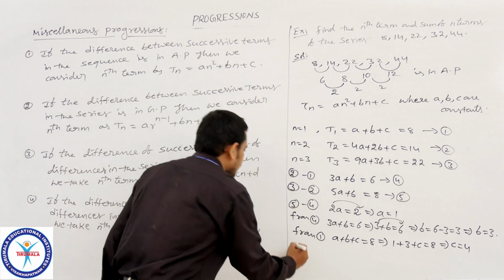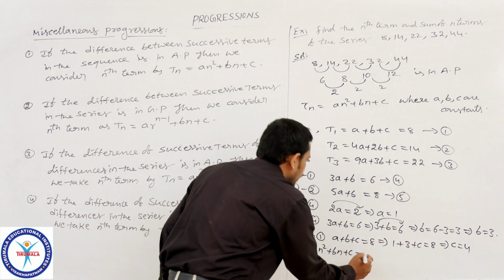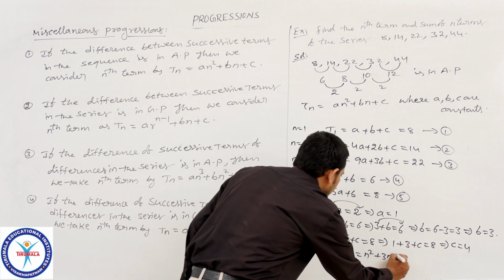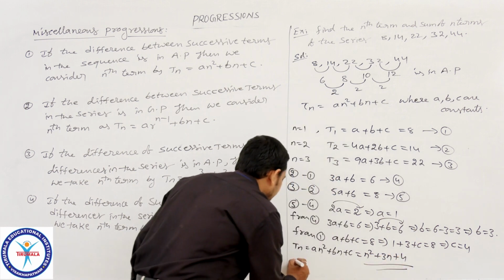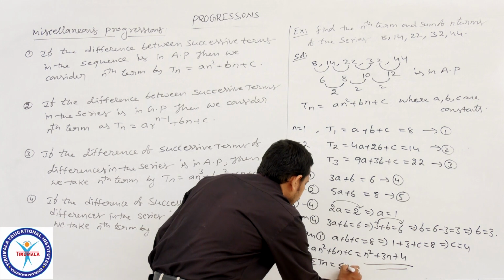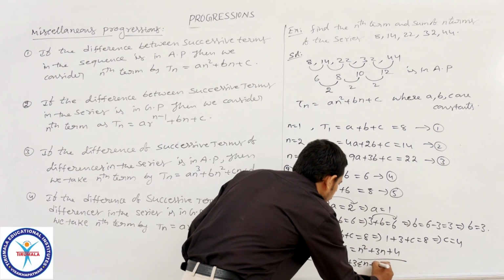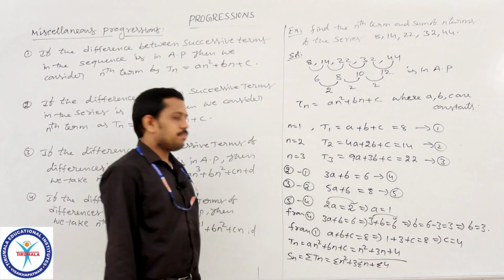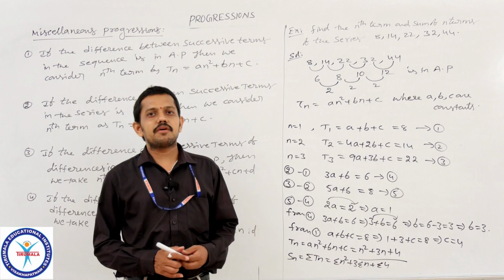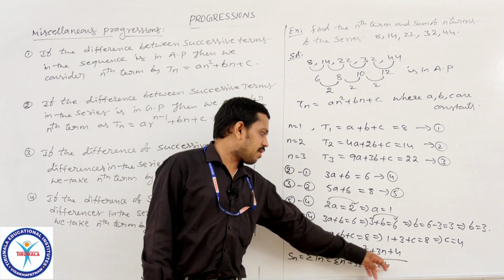So therefore the nth term Tn is equal to an² + bn + c, with a equal to 1, b equal to 3, and c equal to 4: Tn = n² + 3n + 4. And Sn is equal to sigma Tn, which means sigma n² plus 3 into sigma n plus sigma 4. Sigma n² means the sum of squares of the first n natural numbers, and sigma n means the sum of the first n natural numbers. Sigma 4 is nothing but 4n.